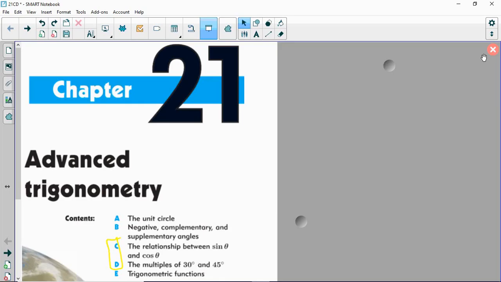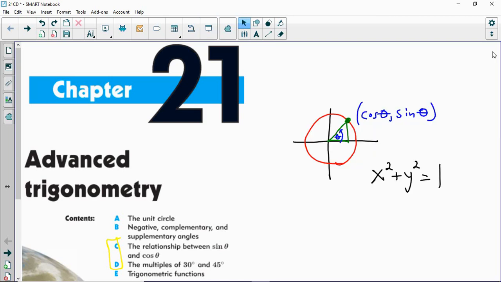Okay, the journey continues. We're hitting sections C and D today. Before we begin, however, just a quick review of one of the main points from the previous video. We've got the unit circle, so it's got a radius of exactly 1.